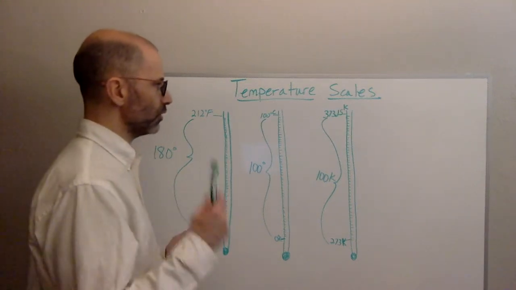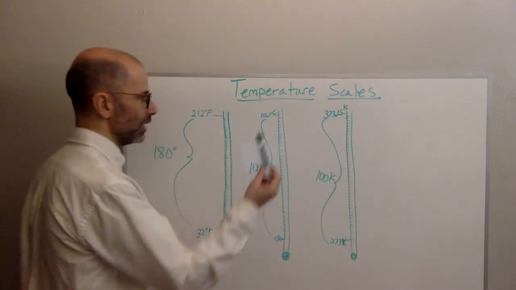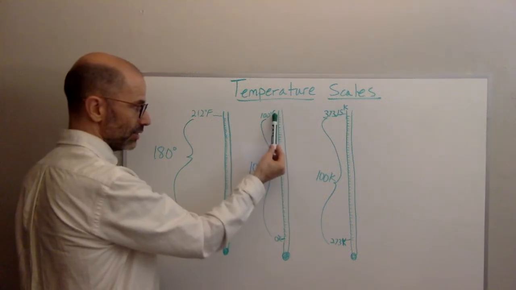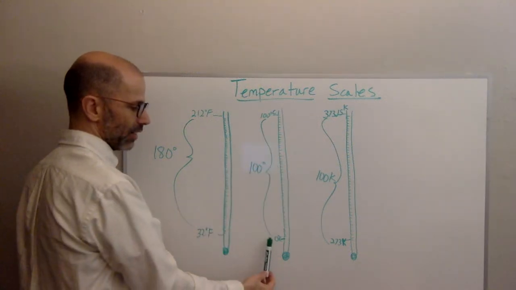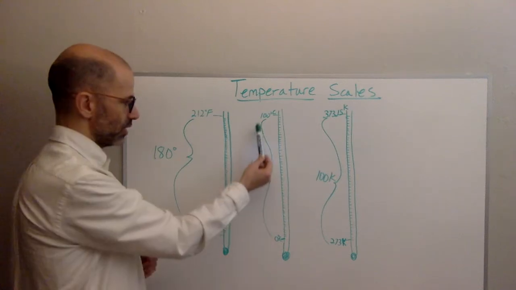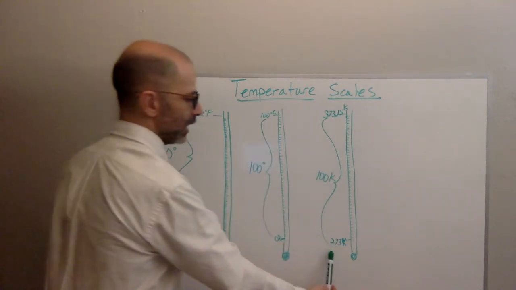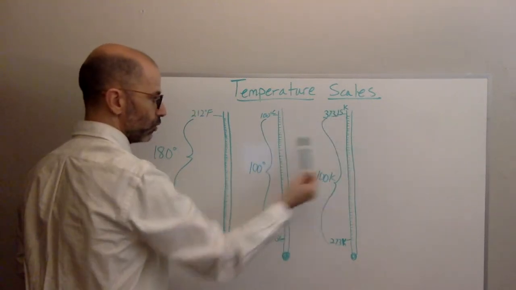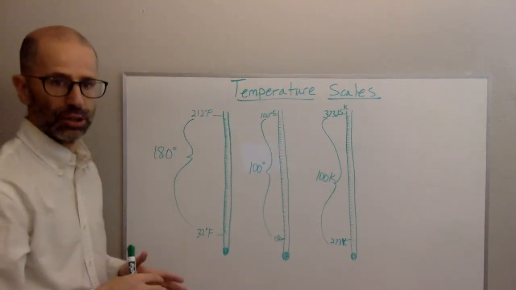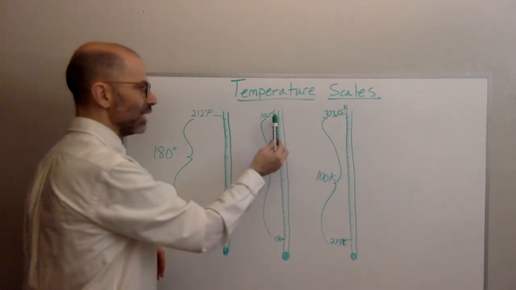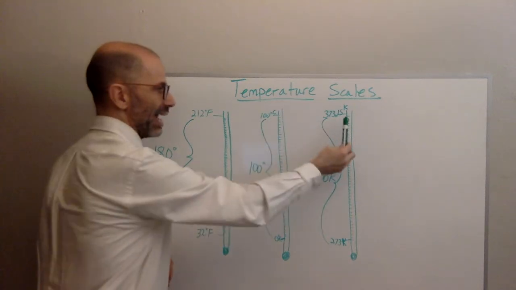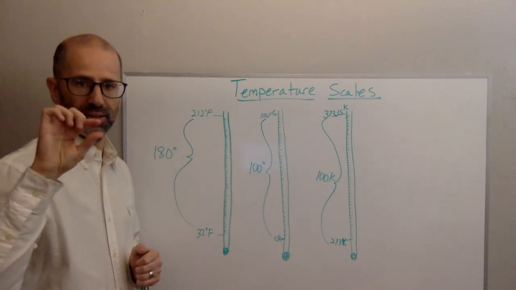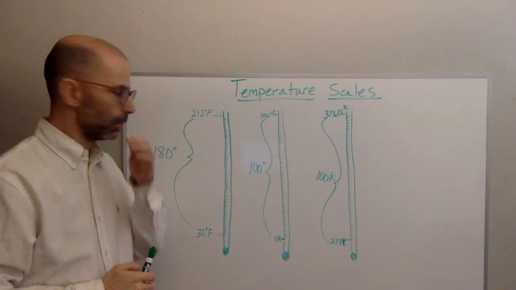The other thing I want to note is that the difference between the boiling and the freezing of water is 100 degrees Celsius, and here it's 100 Kelvin. So both of these are divided into increments of 100, which means that the increments, degrees Celsius and Kelvin, are going to be the same distance, the same amount.